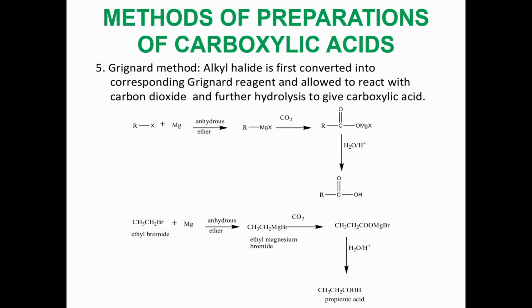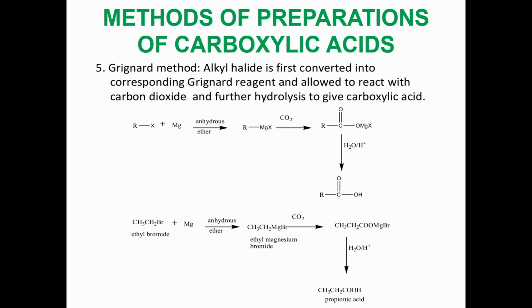Formation of acid using Grignard method. The first stage is using alkyl halide under magnesium and anhydrous ether to form the Grignard reagent. Then this Grignard reagent is going to react with carbon dioxide, which under hydrolysis is going to form carboxylic acid. So the first stage is with alkyl halide to form Grignard reagent.